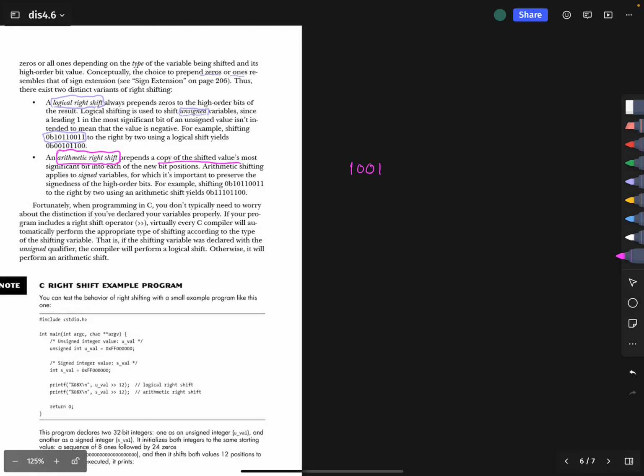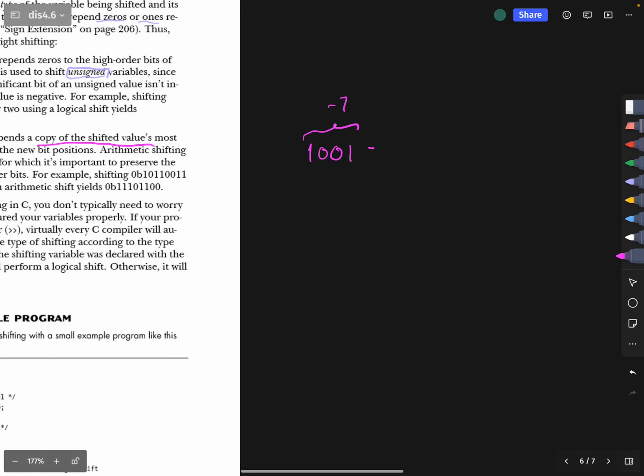And let's talk about an arithmetic right shift. What does this evaluate to? We make a copy of the leftmost bit, so that 1 is a copy. Then we just take everything else and move it down, so we get 100, and this final bit simply gets truncated off.